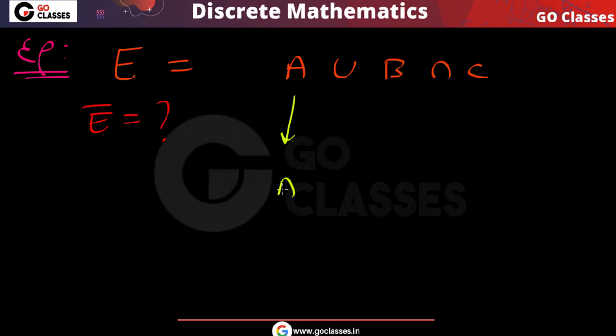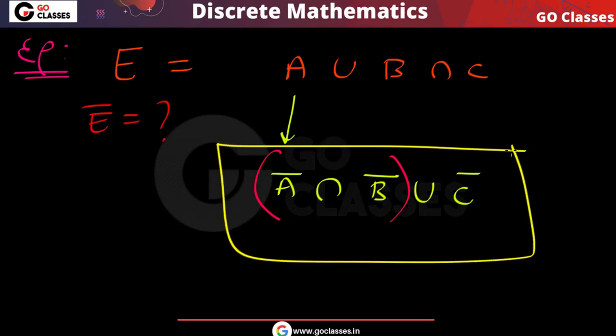This A will become A complement, this union will become intersection, this B will become B complement, this intersection will become union, this C will become C complement. And I told you that intersection has more priority. So is this the correct answer? Just think about it. No, this is actually wrong. This is the wrong answer.